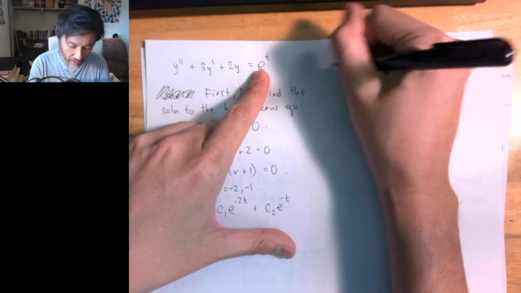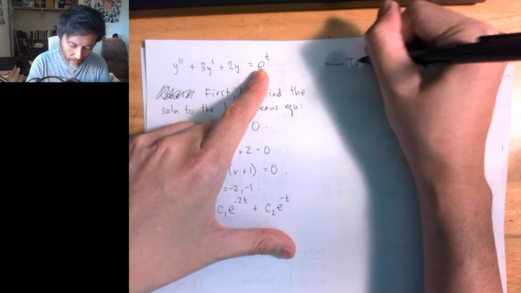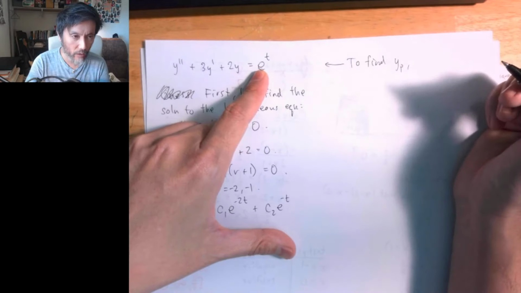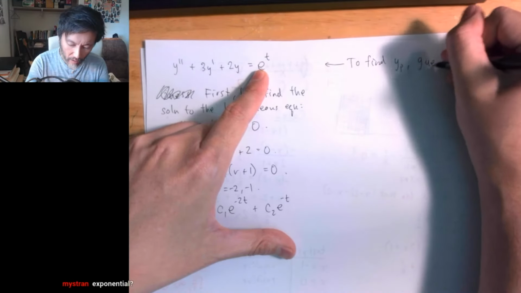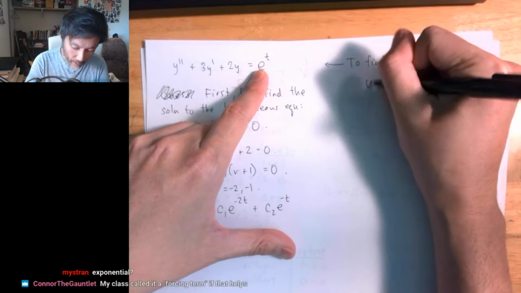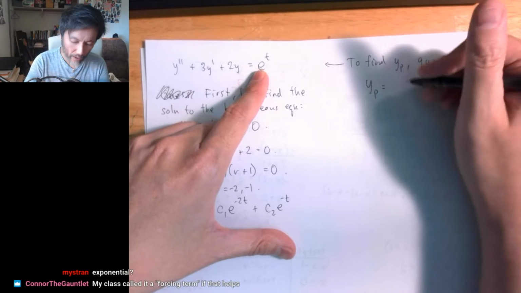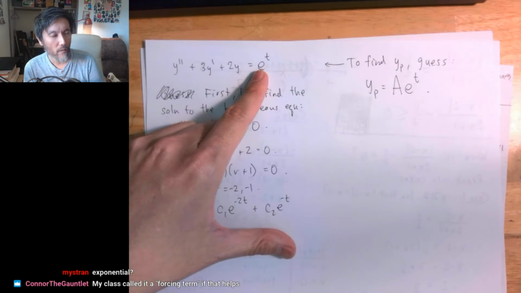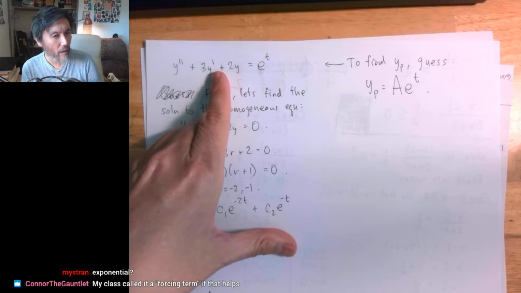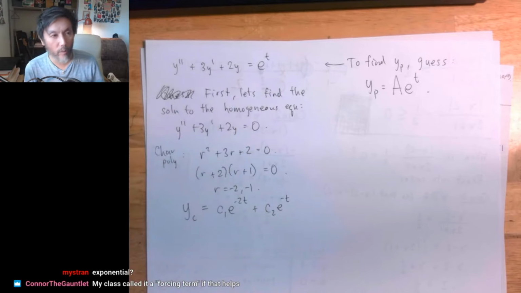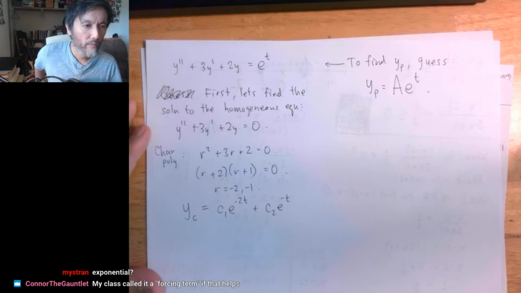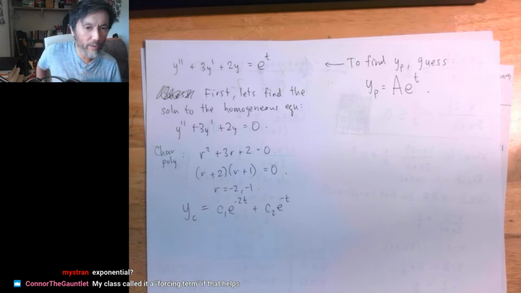So here's my guess to find y sub p, the particular solution. Guess y sub p is exponential, and in fact, A equals e to the t. I know what you're talking about because this is like a harmonic oscillator, and this is the external force acting on the harmonic oscillator. But not everybody uses that terminology.